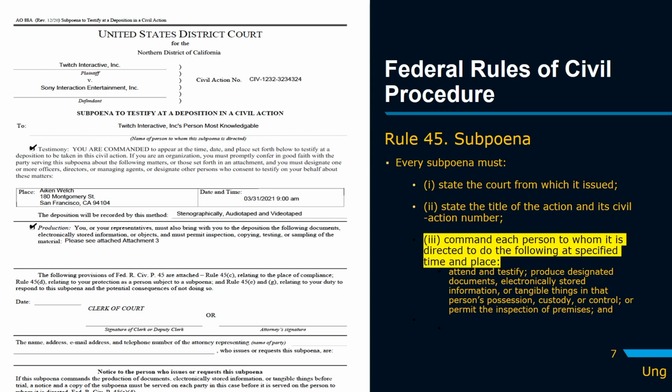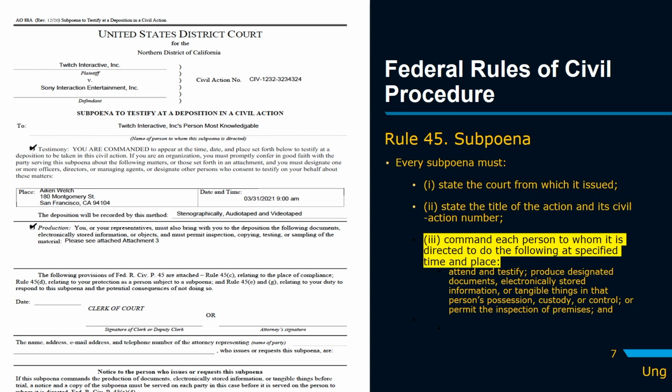Third, it must command each person to whom it is directed to do the following at a specific time and place: to attend and testify, and to produce designated documents, electronically stored information, or tangible things in that person's possession, custody, or control. In my subpoena, Twitch Interactive Inc.'s person most knowledgeable is commanded to appear on March 31st, 2021 at 9 a.m. at Aiken Welch.